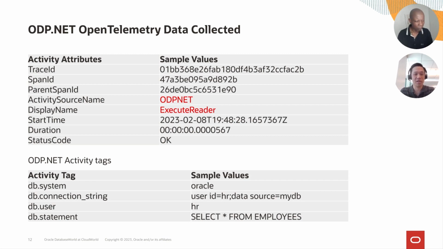Something like activity source name, you'll see ODP.NET in there. The display name will show the operation occurring, in this case an execute reader. And ODP.NET itself has exposed specific activity tags, and you'll see in there the database type you're connecting to, or the vendor, the connection string, the user that's connecting, and the statement they're running.